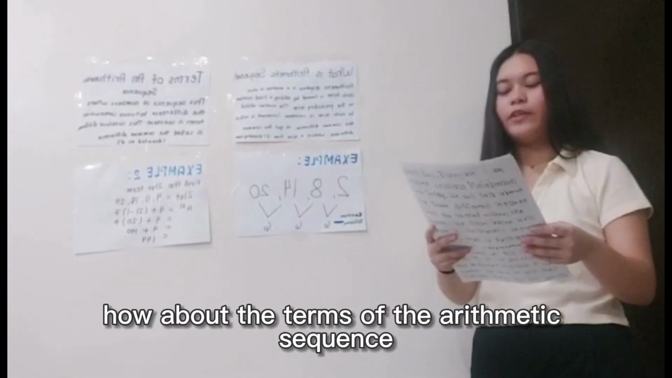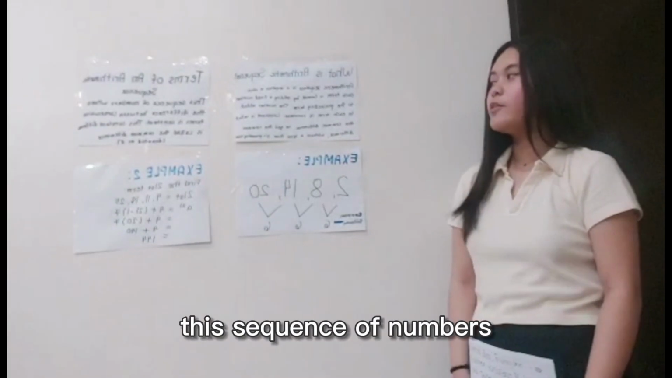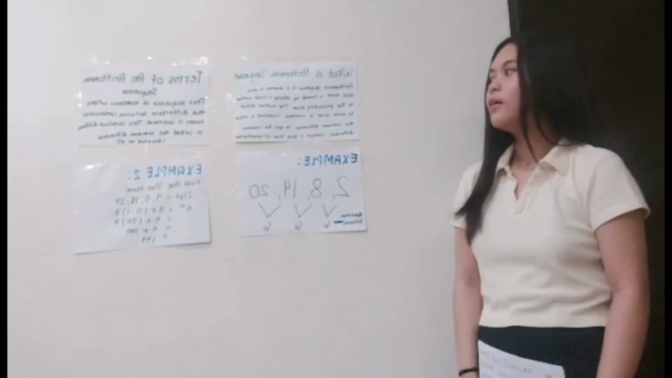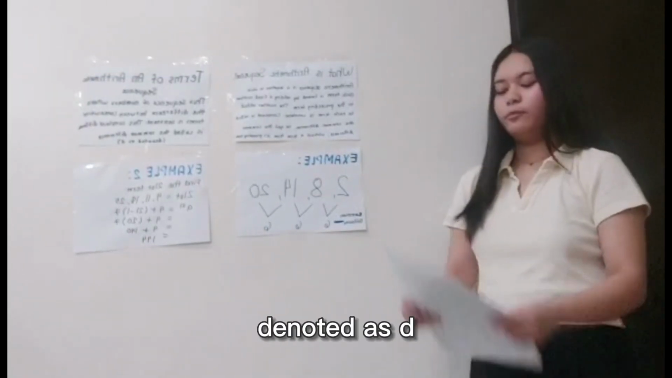How about the terms of the arithmetic sequence? Terms of an arithmetic sequence. This is a sequence of numbers where the difference between consecutive terms is constant. This constant difference is called the common difference, denoted as d.